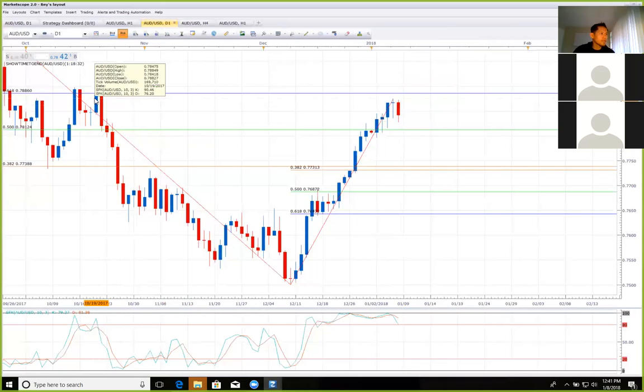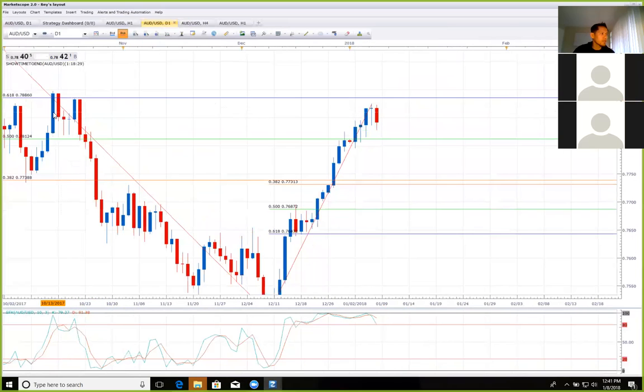What's the high of this? 78.84. What's the high of the major one? 78.98. So by putting 79.01, and hence why I like to put 15 pips above the high, is because of this scenario.